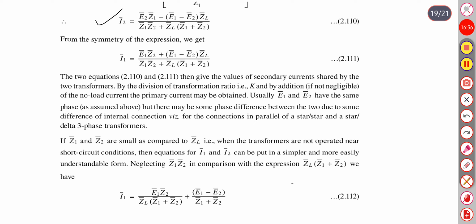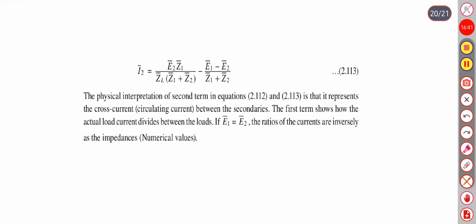Here ZL is the load impedance. The physical interpretation of the second term, this I2, is that it represents the cross current or circulating current between the secondaries. The first term shows how the actual load current divides between the transformers. If E1 equals E2, the ratio of the currents is inversely as the impedances' numerical values.